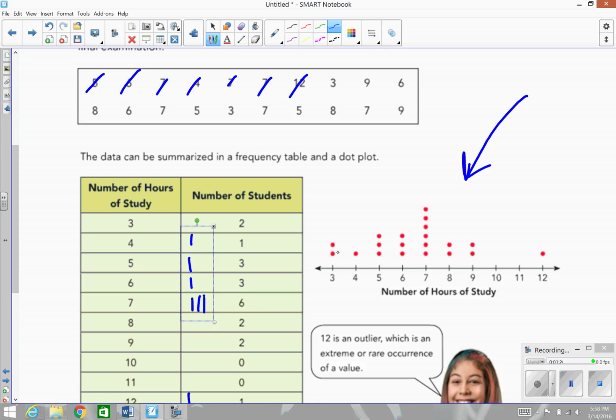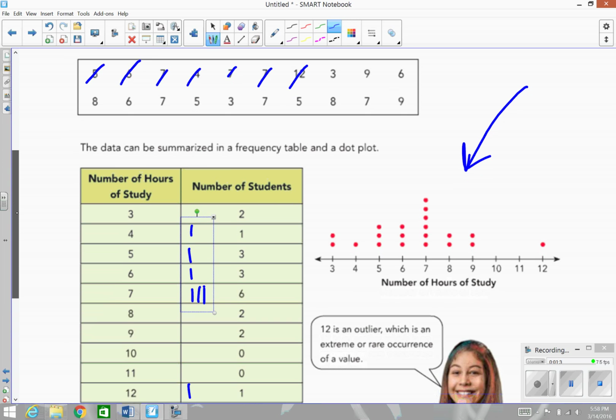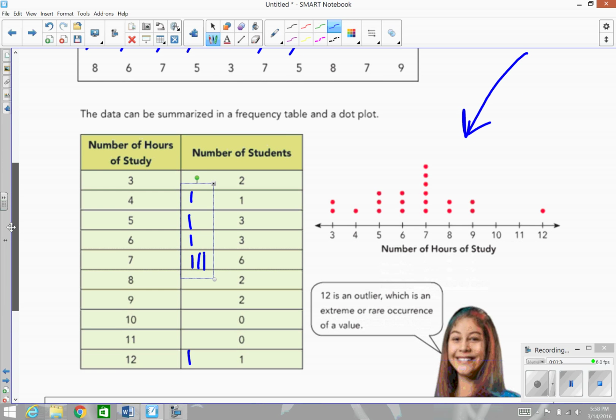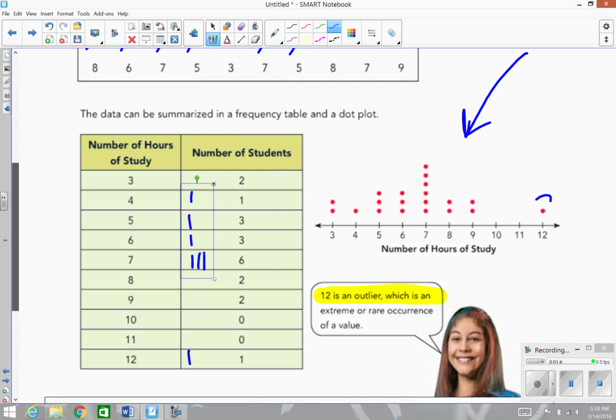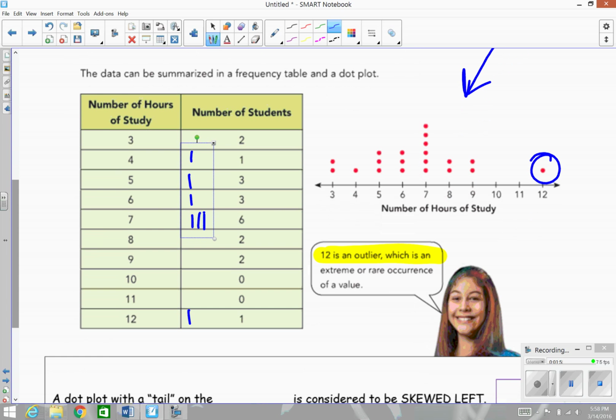So here are the 2 students that studied for 3 hours, the 1 student that studied for 4, the 3 students that studied for 5, so on and so forth. It's really that simple to build one. Now there's a couple of things you have to pay attention to. This is important. 12 is what we call an outlier. You may have heard that word before, an outlier. It lies outside of the rest of the data. This is all clumped together and 12 is off on its own. It's like an extreme data point. So you have to know that.